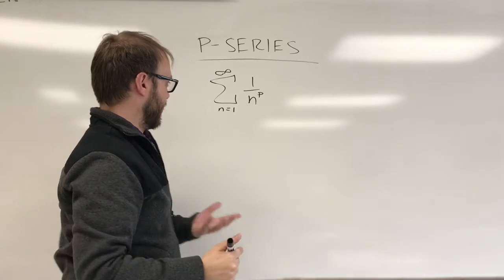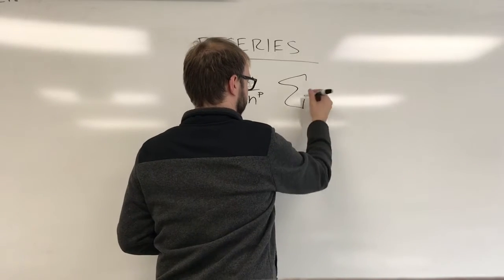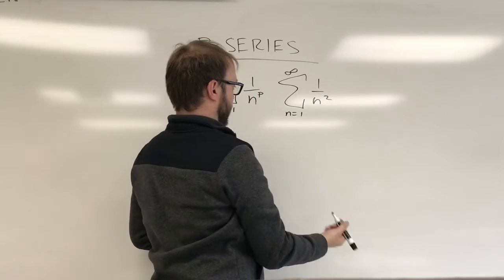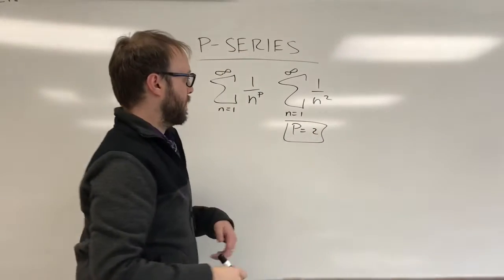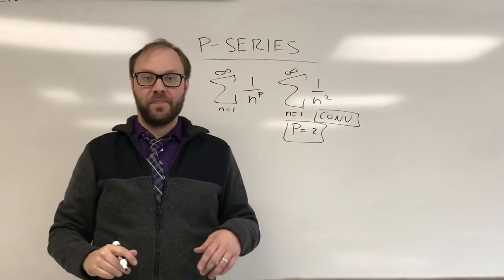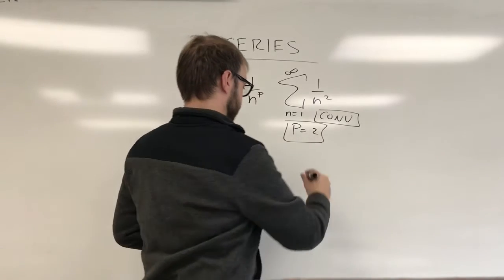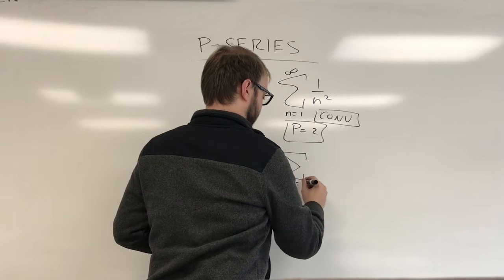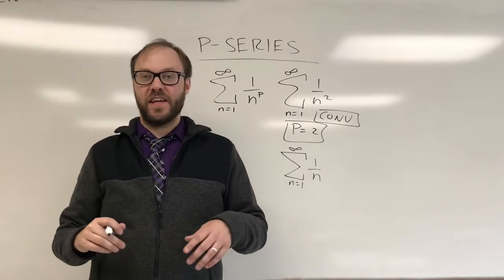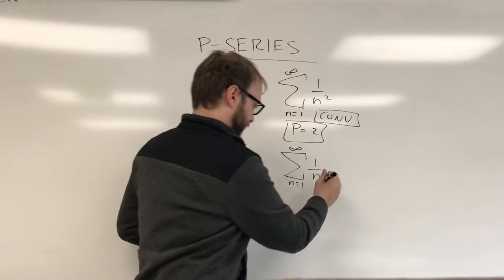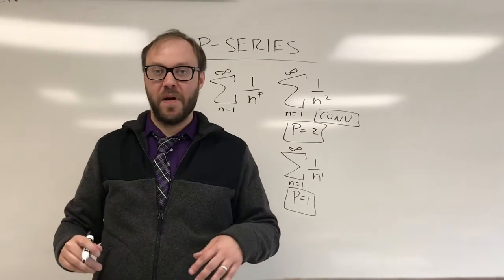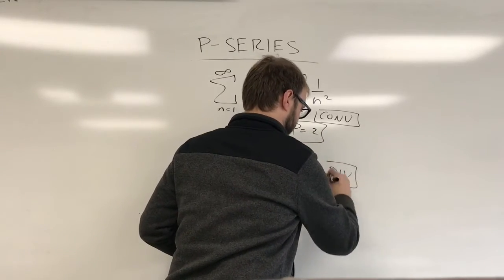And again, we've already seen these previously. We saw a P-series in the integral test video. It was 1 over n squared. That was one with a p-value equal to 2. And if you remember, that series converged. We're also pretty familiar with another P-series, the one 1 over n, which of course is the harmonic series. Of course, this is the same thing as 1 over n to the first. So this is one with p equal to 1. And if you remember, that one was divergent.